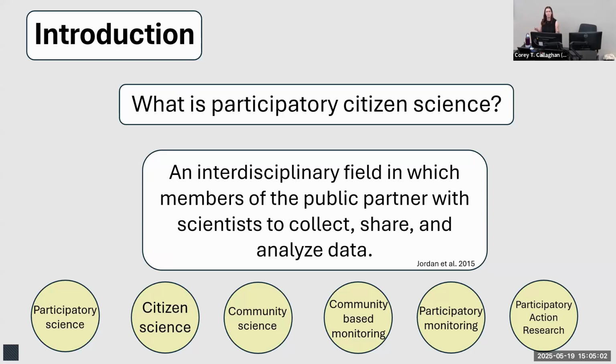And then I threw up some terms on the bottom of the slide there that are kind of used interchangeably with participatory citizen science. It's just something to be aware of. So we have participatory science and citizen science. Those are the ones that I use most because they're just abbreviations. And then also community science, community-based monitoring, participatory monitoring, and participatory action research. And then there's even more beyond that. There's debate as to what to call these types of projects. But today I'll mostly be calling them citizen science.